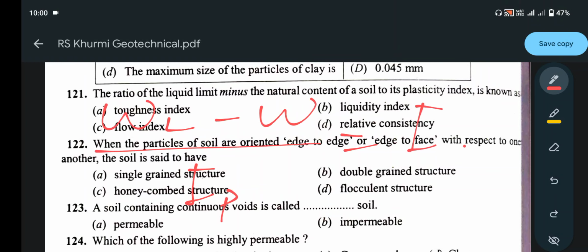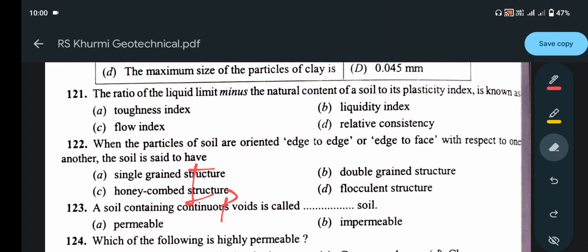So hello friends, let's continue with our objective solutions. Question number 121 asks the ratio of the liquid limit minus the natural water content of a soil to its plasticity index. Yes, so we can say WL minus W by IP. This is consistency index. So the answer will be option D, relative consistency.